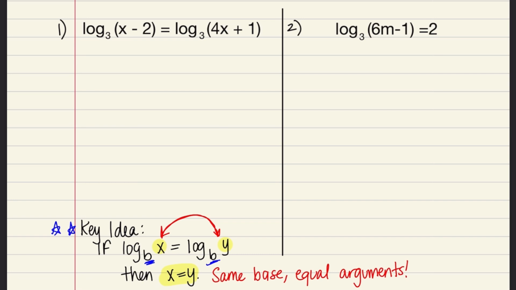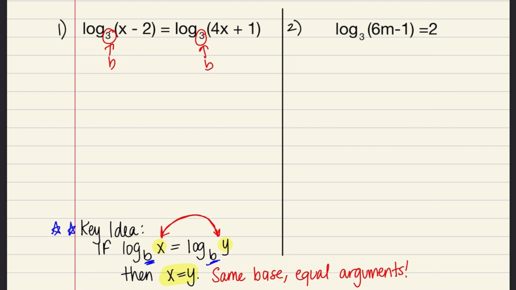Knowing that, I can use the arguments to solve for the variable I want. So bringing us back to number one, we have log base 3. The base on the left side is 3. That's my b. Of x minus 2 equals log base 3, again, on the right side, of 4x plus 1.